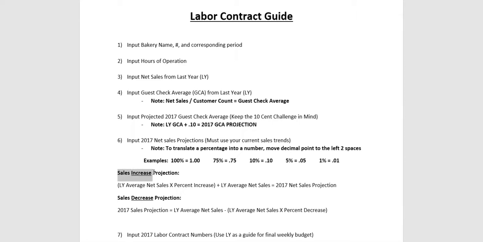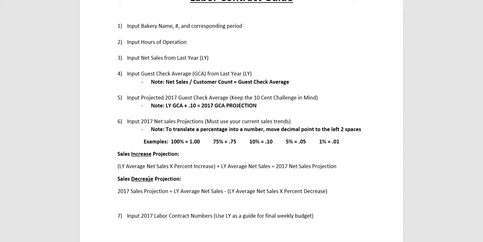And then this kind of gives you an idea of, if you're increasing your projections, this would be the formula that you would want to have in there. Last year's average sales times your percent increase, which would be this number, not the actual percent, but the 0.1 or the 1.0 or the 0.75, plus last year's average net sales. And then if you're decreasing, basically last year's average sales minus your average sales times the percent decrease. So a simple way to put it.